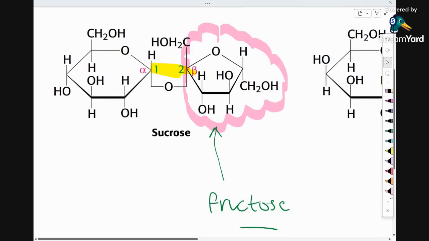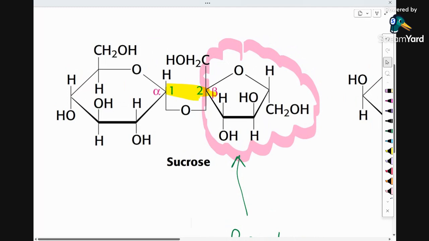It's because sucrose is made up of glucose and fructose. Fructose has a different shape, right? It's a structural isomer, don't forget, of glucose. It's got a sort of pentagon style shape, not a hexagon. Now, I'm being quite vague in my terms there.